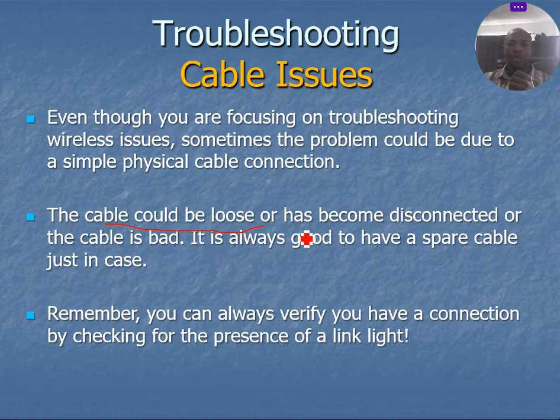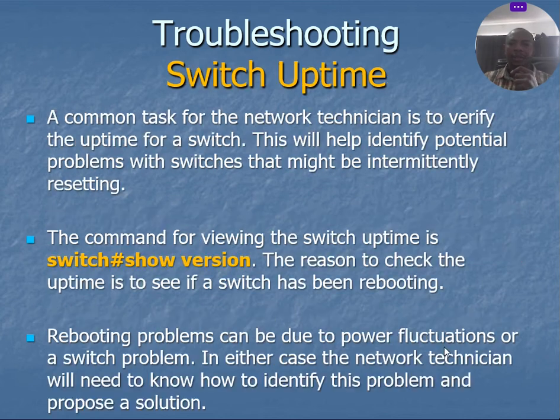So cable could be loose, that's one. Cable could be disconnected, two. Cable itself could be bad. So as a network administrator, we need to always have a spare cable, not even just one spare, you have more than one in case something happens, so that you have something to use to quickly bring back your network. Remember, you can always verify you have a connection by checking the presence of the link light. There is always a link light in your switch or your hub. Once you see the light blinking, then you know you have a connection. Is that okay? Now let's move on quickly.